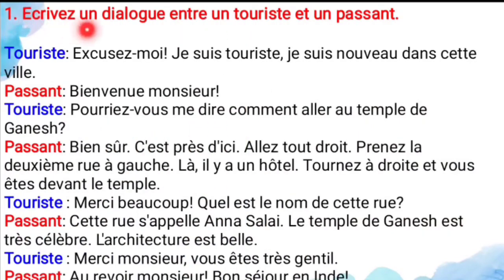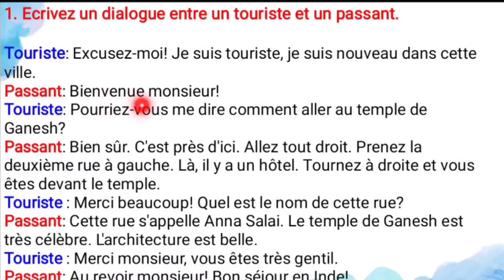Écrivez un dialogue entre un touriste et un passant. So, write a dialogue between a tourist and the passerby. Touriste: excusez-moi, je suis touriste et je suis nouveau dans cette ville. So, excuse me, I am a tourist and I am new to this city. And passant, that is passerby.